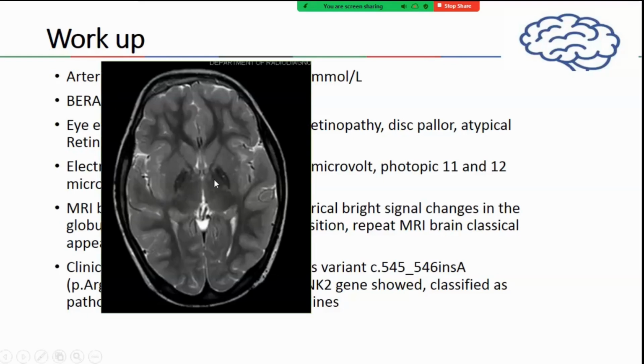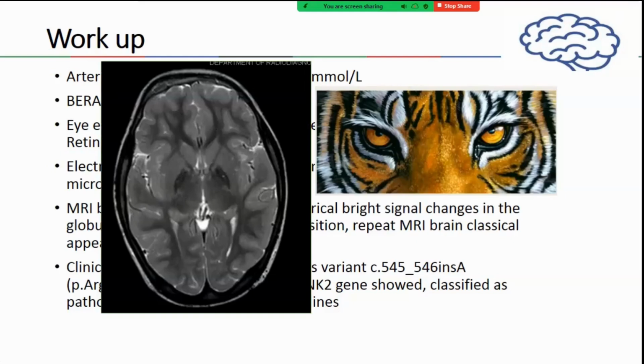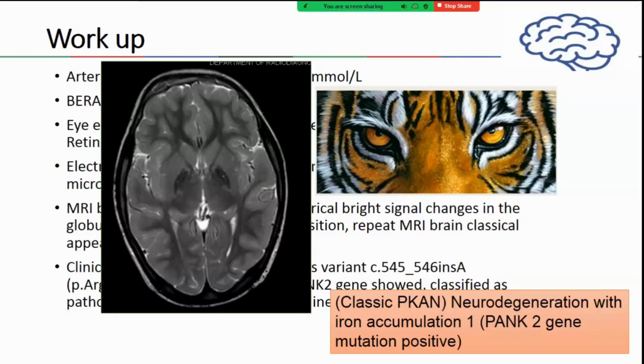So this is the typical finding because of the mineral deposition in the globus pallidus. And does anybody know what this sign is called? Eye of the tiger. So this is the eye of the tiger sign, which is almost pathognomonic of this classical PANK2 gene mutation, right? So the phenotype again is very, very variable in this particular disease, but here MRI usually helps. MRI clinches the diagnosis in most of the situations.